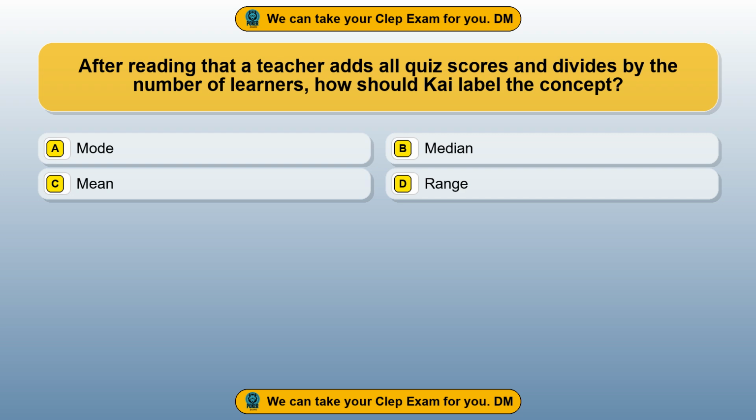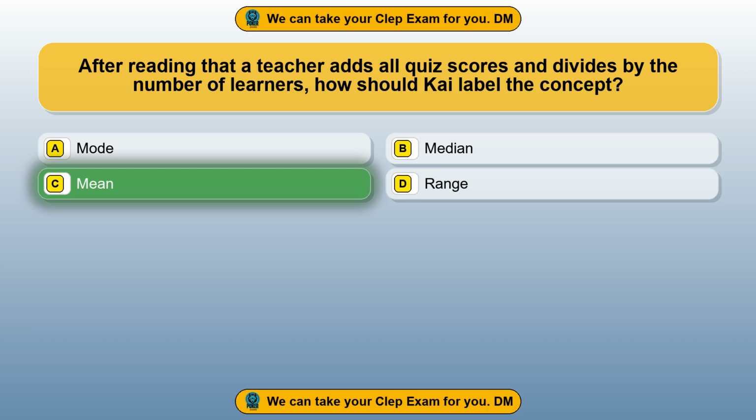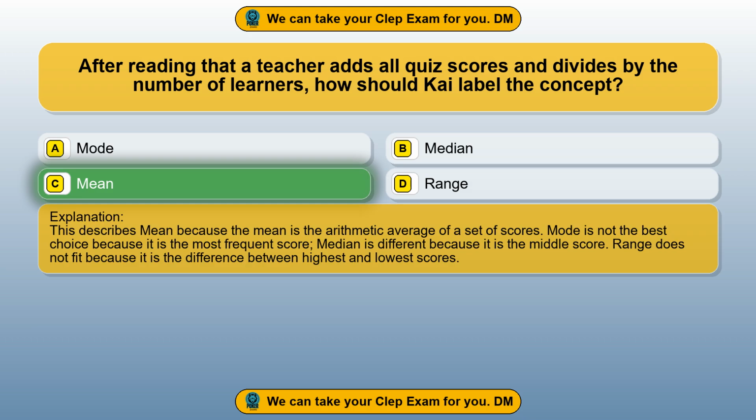Question 93. After reading that a teacher adds all quiz scores and divides by the number of learners, how should Kai label the concept? Option A, mode. Option B, median. Option C, mean. Option D, range. The correct answer is option C. Mean. This describes mean because the mean is the arithmetic average of a set of scores.